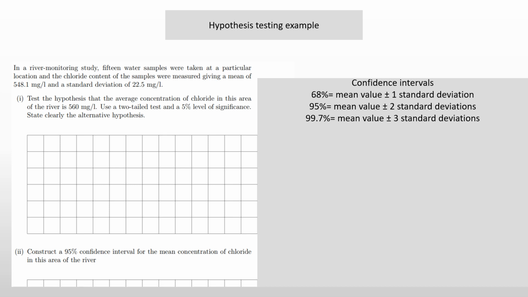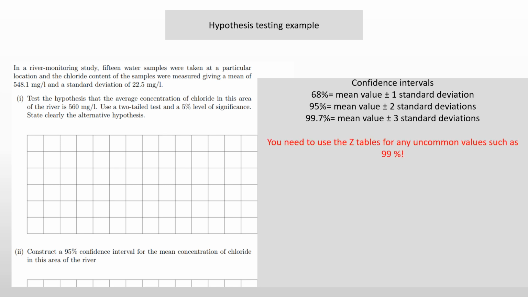At 68%, it will be the mean plus or minus 1 standard deviation. That's how you create that interval. At 95%, which is what we're looking for in this question, it's the mean plus or minus 2 standard deviations. And then at 99.7%, it will be the mean plus or minus 3 standard deviations. So we're going to just pick out the 95%.